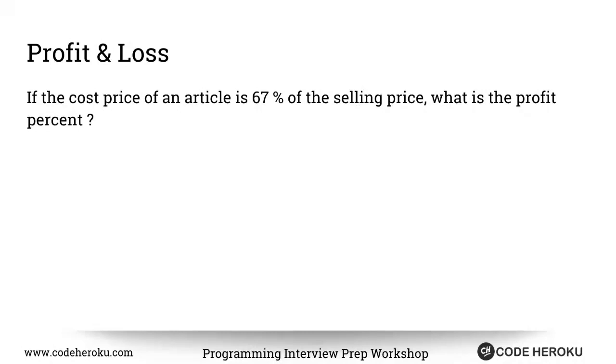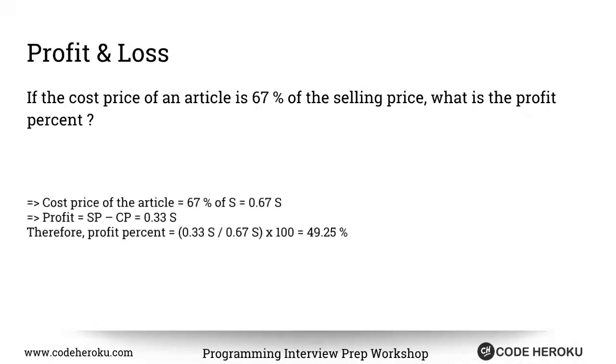Right, so let's do it. Let me go through it for those who were not able to solve this. So we know that cost price of an article is 67% of the selling price. So convert everything in terms of S over there. So we know that it's 0.67 S. We know that profit is selling price minus cost price. So that comes to 0.33 S. And we just saw the formula for profit percent, which is the profit upon cost price times 100. So get both these, the S's cancel off, and if you do that math, it will come around 49.25%.